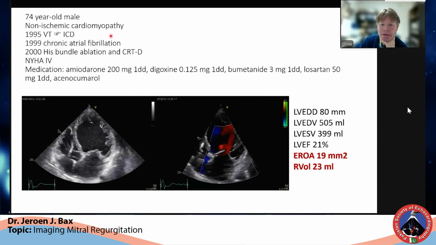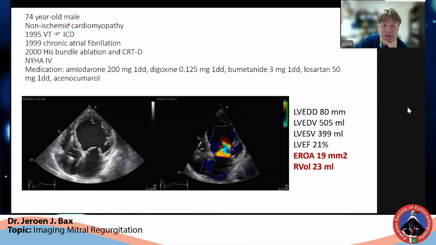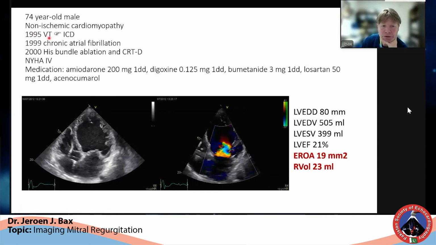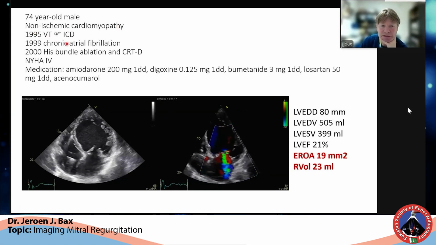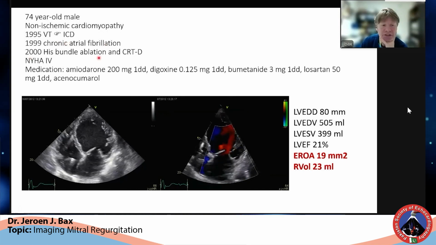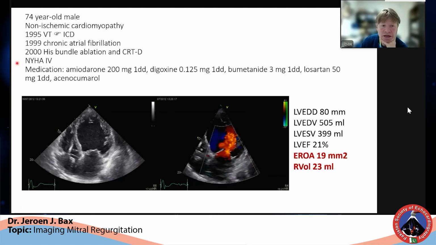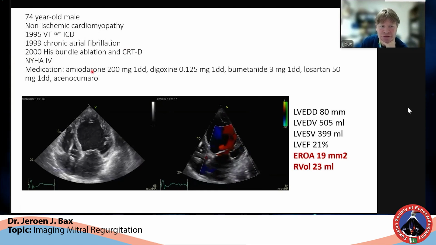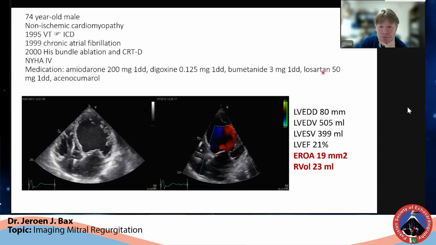This is a 74-year-old man, non-ischemic cardiomyopathy, has VTs in 1995, gets an ICD, has chronic AFib, they all have that, as I said before. In 2000, His bundle ablation and CRTD, is in New York class 4. You get amiodarone, digoxin, bumetanide, losartan, and warfarin.